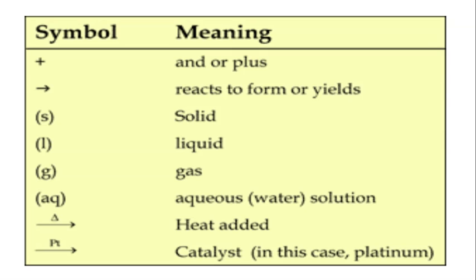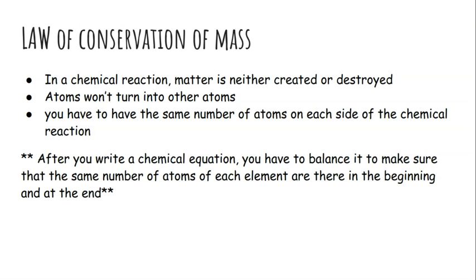Sometimes there are some symbols that are placed over the arrows that indicate if something else is involved in the reaction. Maybe the reaction needed a little help to take place. So we could add heat, a little thermal energy, or we might need to speed up a reaction. A catalyst is a substance that will help speed up a reaction that maybe would take a really long time. So those are some symbols that we will see in our chemical equations.